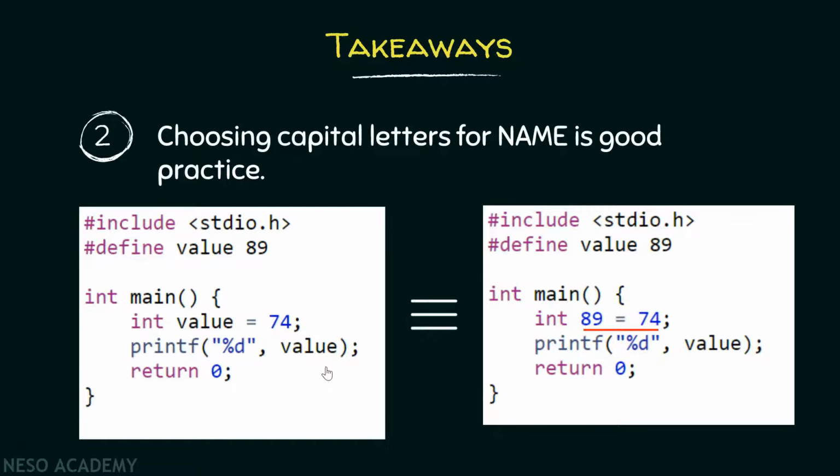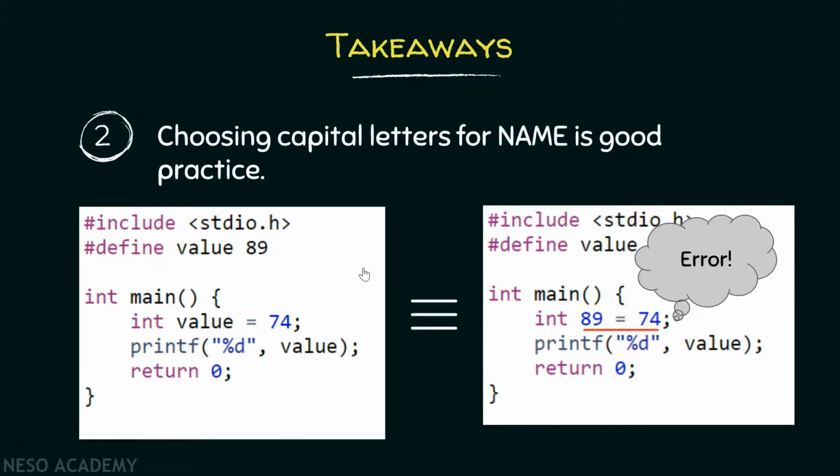Now this is the disadvantage, because as you can see, this is equivalent to this statement, right? When the preprocessor replaced this name with 89, this is what we got: 89 is equal to 74. Now this is something we cannot do, right? We cannot assign a value to a constant and we got an error. Now it is better to write capital letters for the #define macros. This will avoid confusion later on.